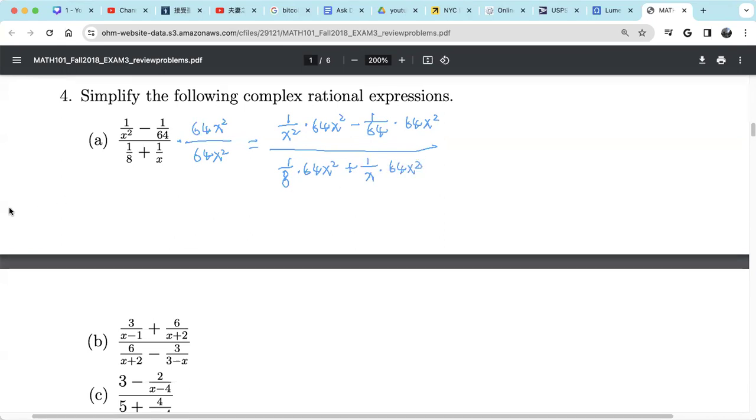Now, let me change my color to see the cancellation. So this 64x squared is numerator. If you want, you can put it over 1 here, okay, to remind yourself that's a numerator. So we're looking for common factors in the numerator and in the denominator to cancel out. So we see x squared in the numerator, x squared in the denominator. So I'm left with a 64. We see 64 in the denominator, 64 in the numerator. We're left with x squared.